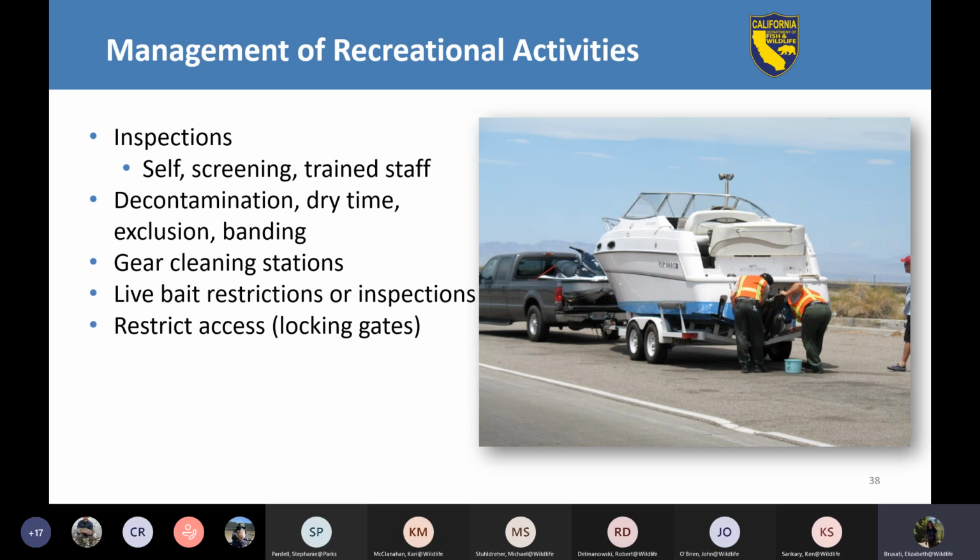You might require decontamination, a certain dry time for boats to launch, exclusion of boats from certain areas, or banding so that you know where boats are coming from and can manage who's coming in. You could provide gear cleaning stations. You might consider restrictions on live bait. And you could consider restricting access, for instance, by locking a gate when you don't have inspectors available.